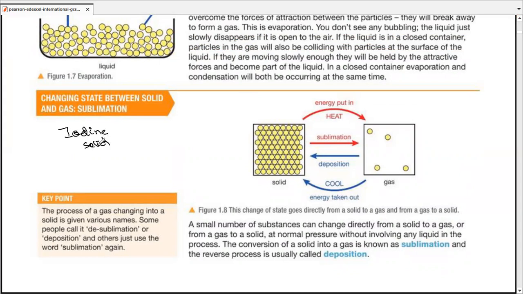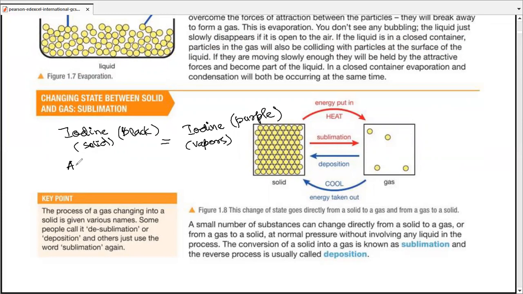Iodine, when present in solid form, is actually black in color. Bear with me, I don't know what's happening to my writing. When iodine is converted into vapors, then the color slightly changes and it becomes purple. There is a diagram given, I think, of purple iodine vapors a few chapters ahead. So iodine is a very good example for sublimation apart from carbon dioxide.